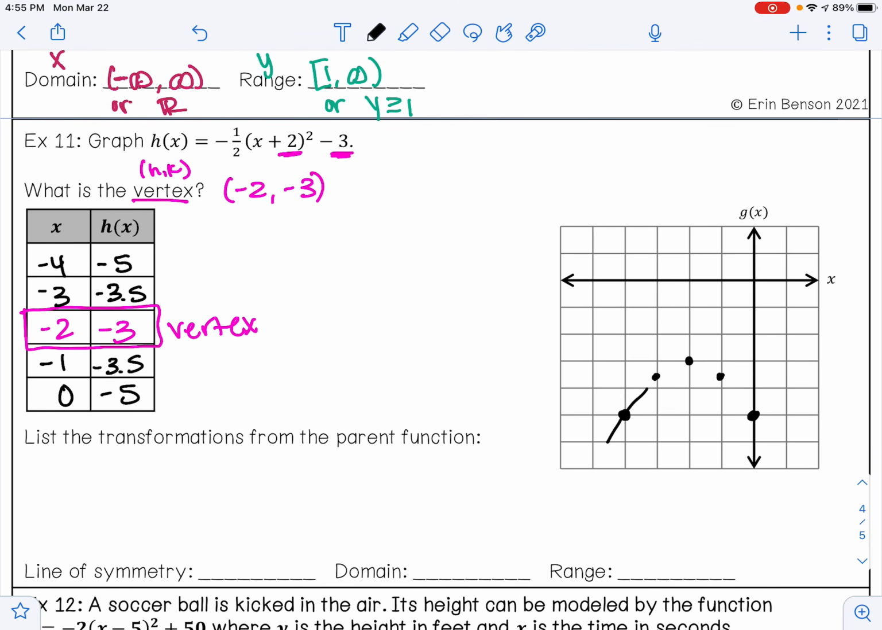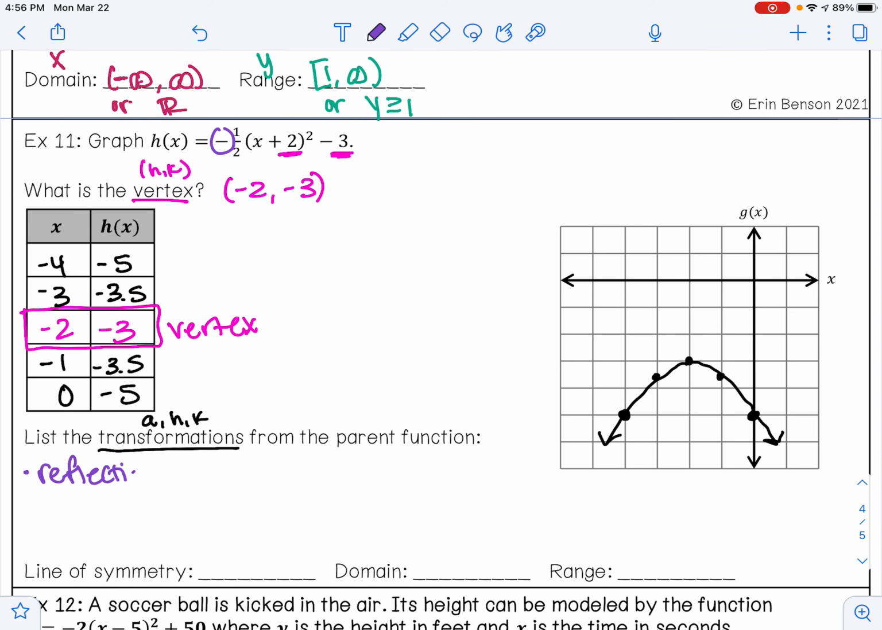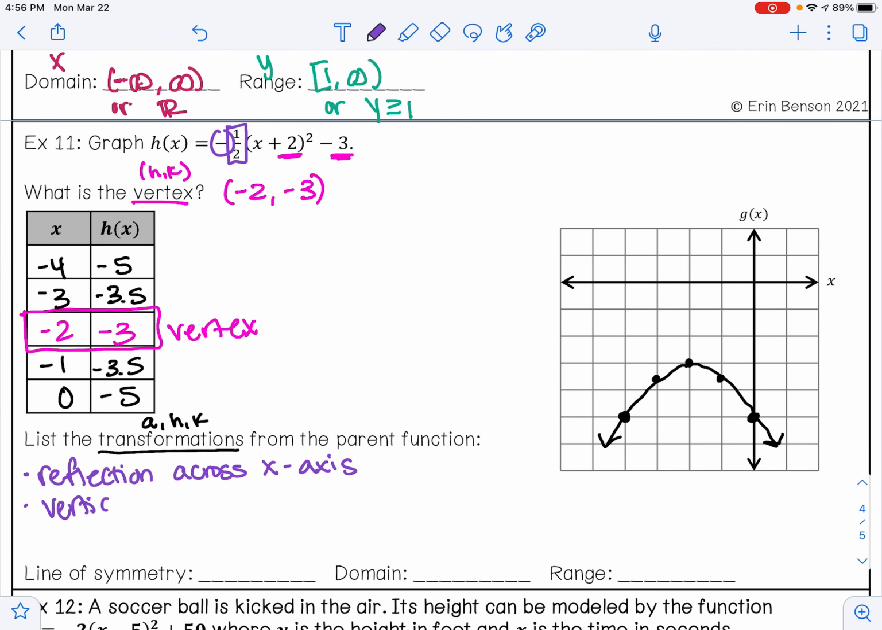And now I can connect these points to create a parabola. From here, we want to know the transformations from the parent function. The transformations are your a, h, and k values. First thing I see is that my a value is negative. So that tells me that I have a reflection across the x-axis. My a value is also 1/2, which means there has been a vertical shrink by half.